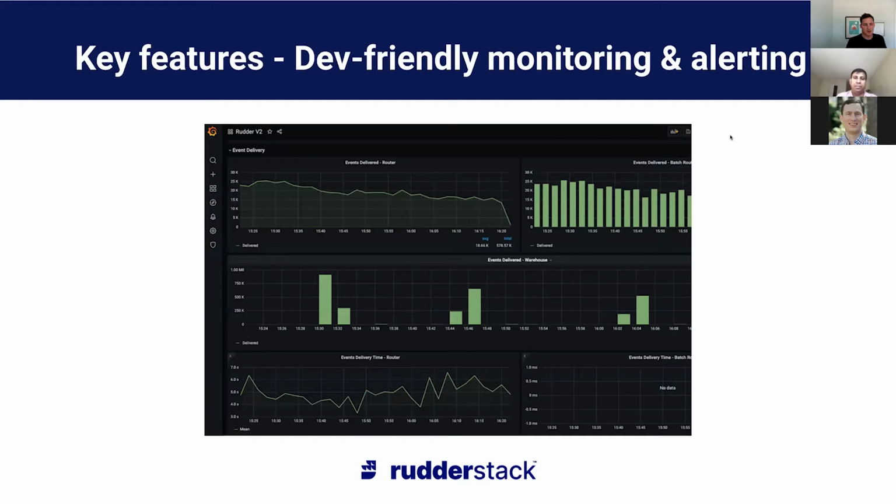And we already talked about this a little bit, but talk about dev-friendly monitoring and alerting. Grafana dashboards, integrations with Datadog, those are hugely popular features.